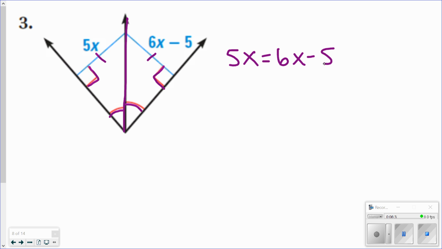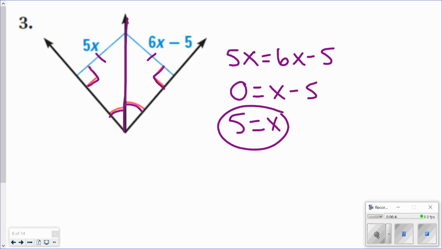All right, so I'm going to subtract 5x from each side, so that 0 is equal to x minus 5. Then I'm going to add 5, so 5 is equal to x. Now let's double check that our x value is correct by plugging it back in. And when you do so, you end up getting that this is 25 and this is 25. Those are congruent, and we found the correct answer.